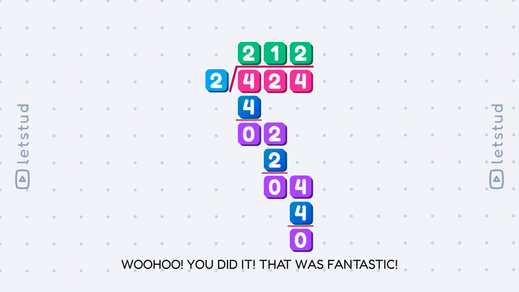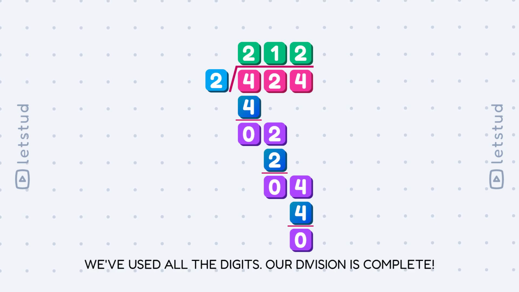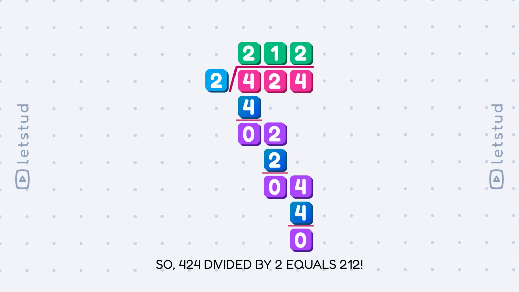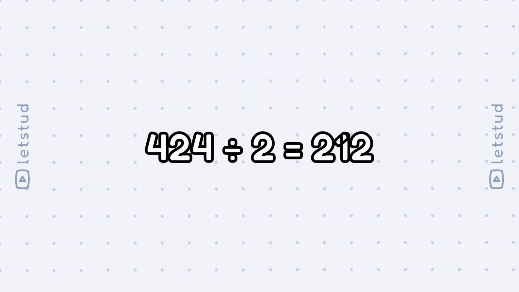That was fantastic. We've used all the digits. Our division is complete. So 424 divided by 2 equals 212. We just conquered 424 divided by 2. See, long division is like a puzzle and you solved it. Keep practicing and you'll be a math whiz in no time.